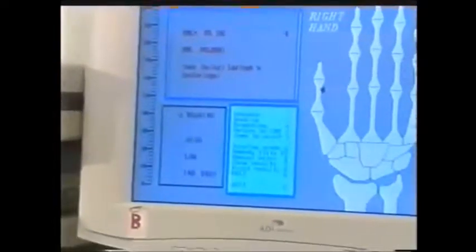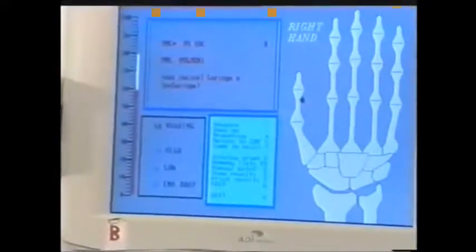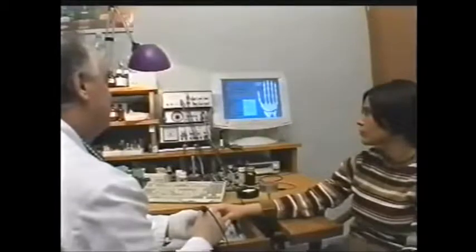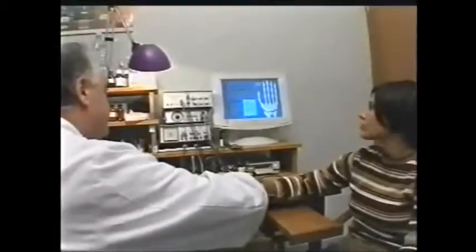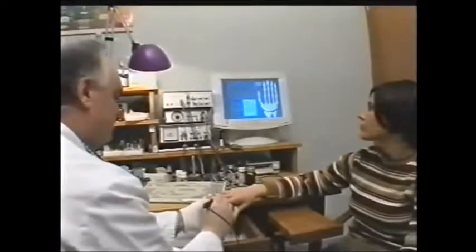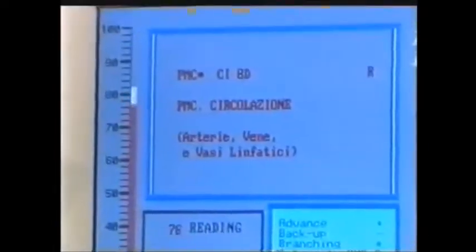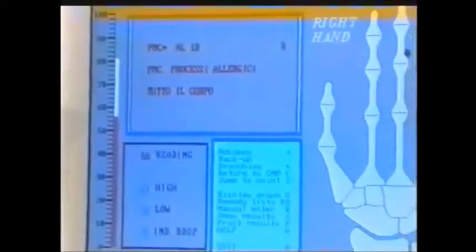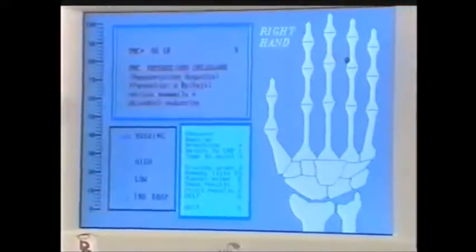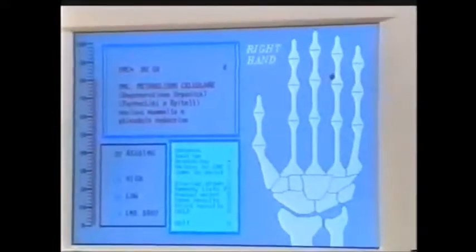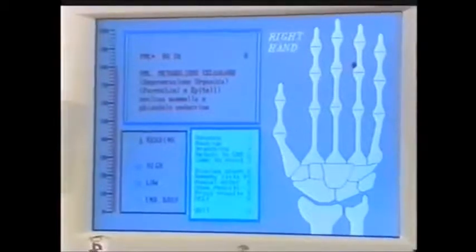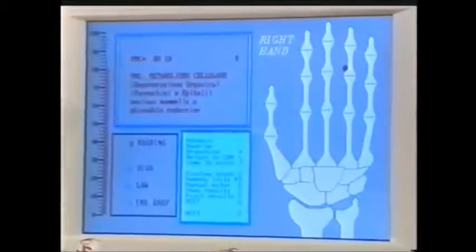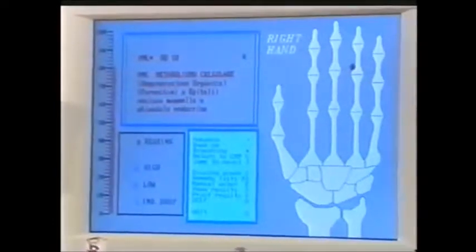This is the meridian of the lungs. This is the meridian of the large intestine. This is the nervous system, the circulation. These are the patient's allergic processes. This, the cellular metabolism, indicates the presence of degenerative layers of cells. It's very important.